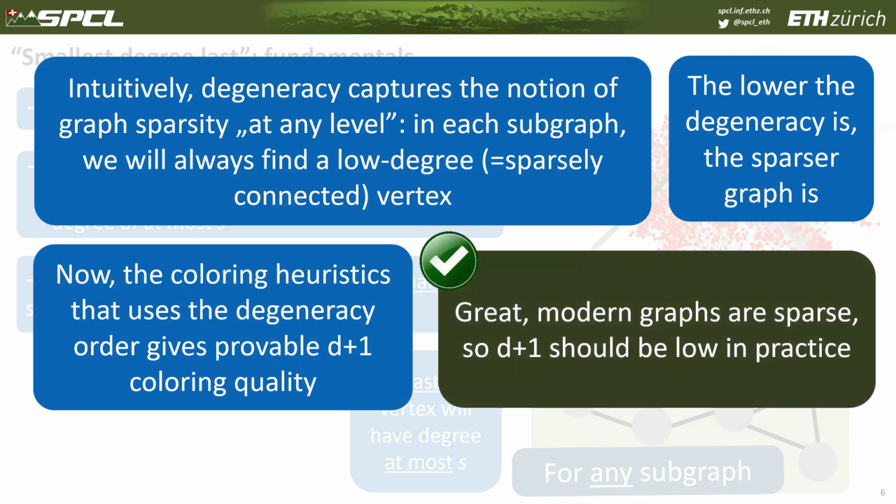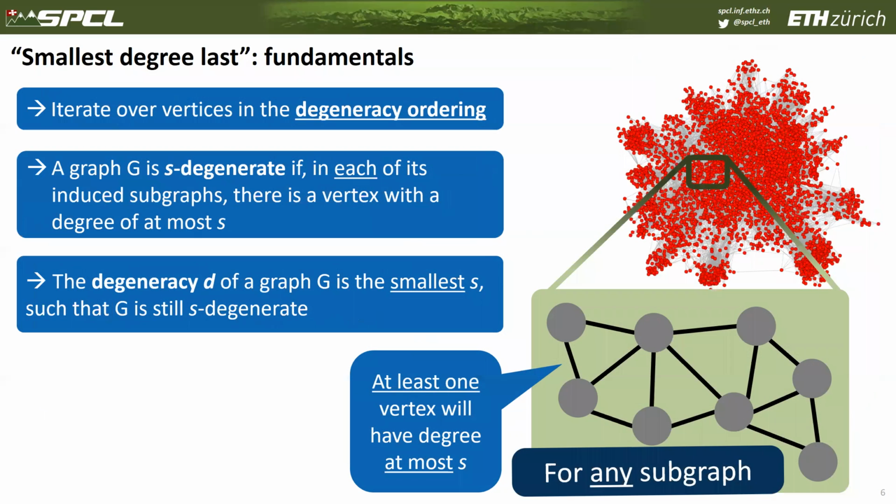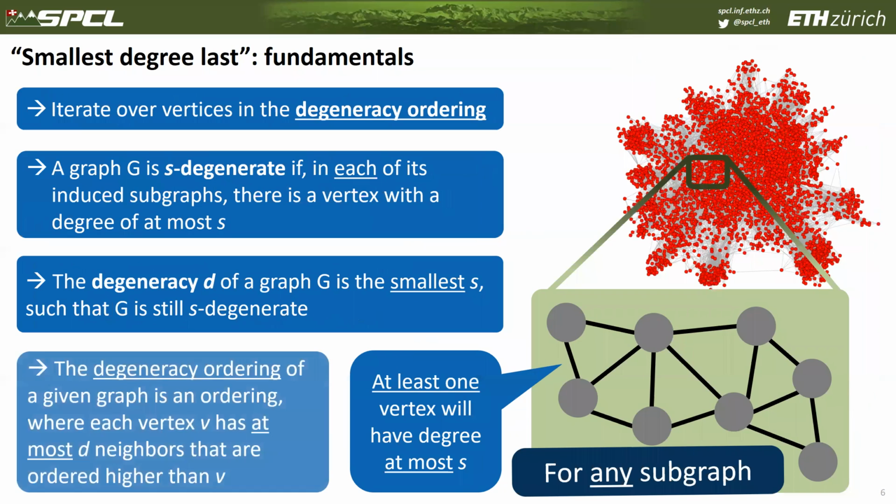This sounds very promising because modern graphs are sparse, so we can hope that this D+1 should be low in practice. Now, the final concept that we need is the degeneracy ordering itself. So it's really an ordering in which every vertex V has at most D neighbors, where D is graph degeneracy, that are ahead of V in this order.